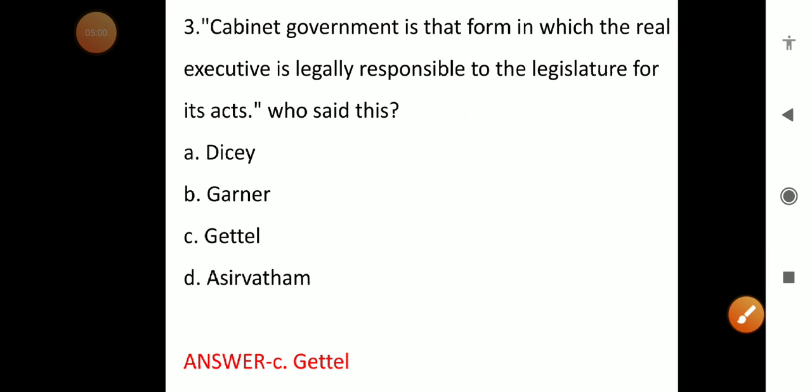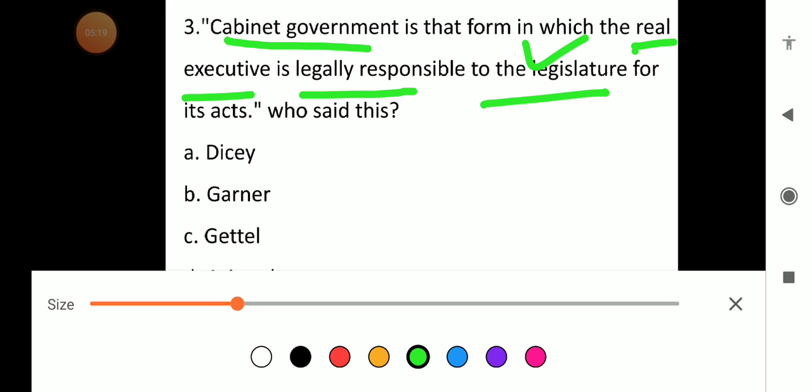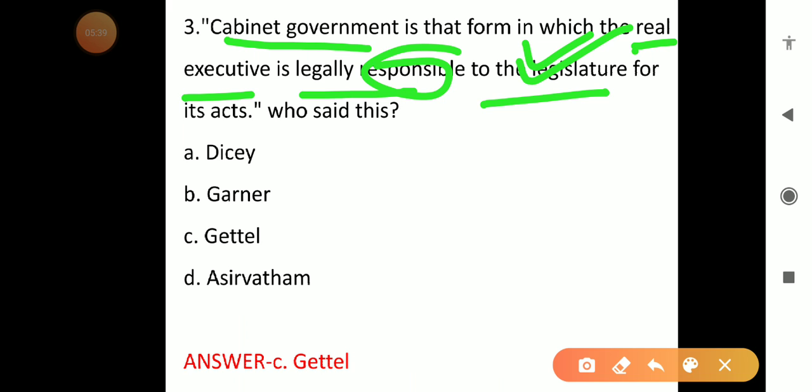The question is, cabinet government is that form in which the real executive is legally responsible to the legislature. So let us check out what the question is all about. The cabinet form of government is that in which a real executive is legally responsible to the legislature. Legislature means Sansad, the parliament, and the real executive is responsible to whom? To the legislature, right? So who said these words? Is it Dicey, Gardner, Gettle, or Asirvatham? Who said this?